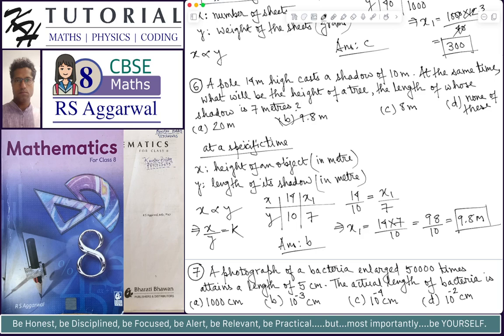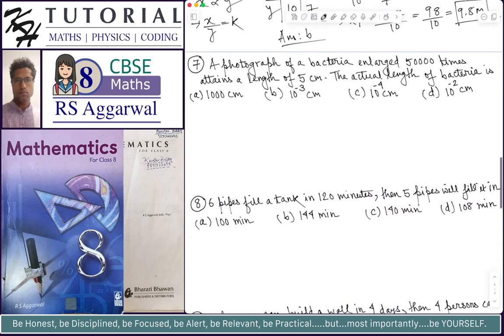Okay. Question number 7. A photograph of a bacteria enlarged 50,000 times attains a length of 5 centimeter. The actual length of bacteria is, okay, so this is a new kind of problem I'm facing for the first time. The concept is the same. The quantities will be either varying directly or inversely, but sometimes it becomes hard to identify the quantities and how they are related, either directly or inversely. So we can see what the quantities are.